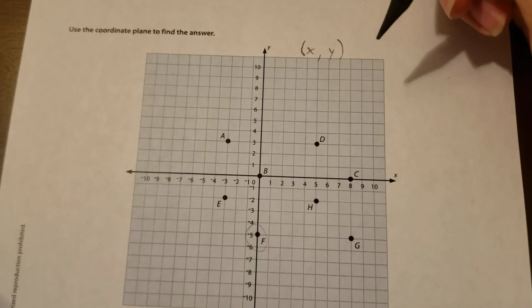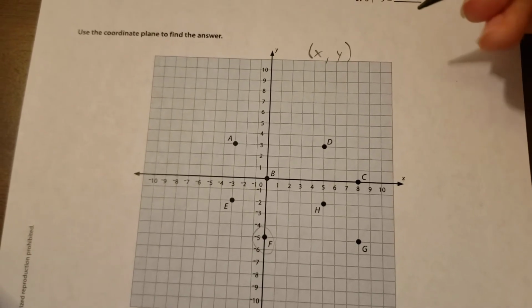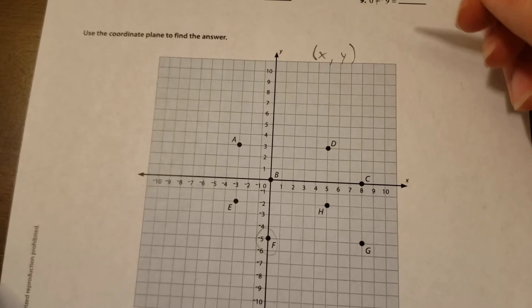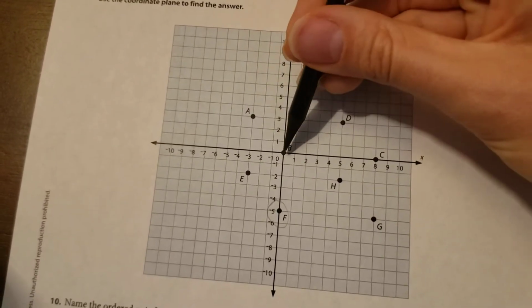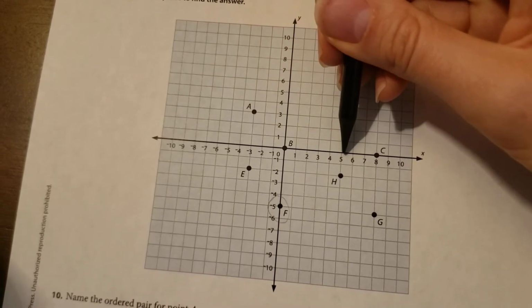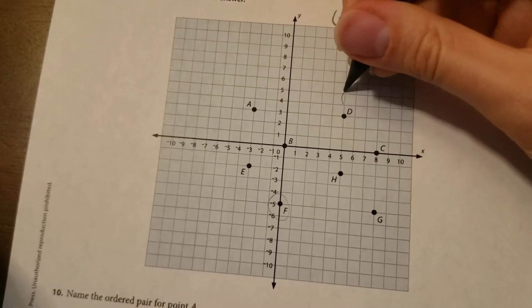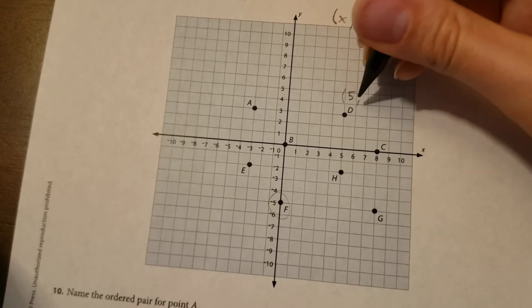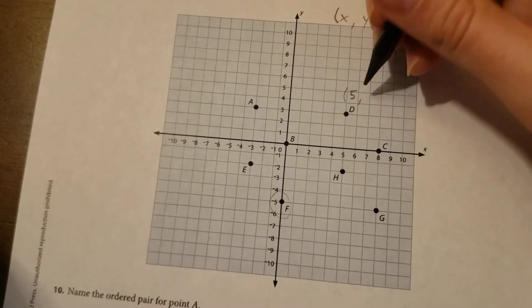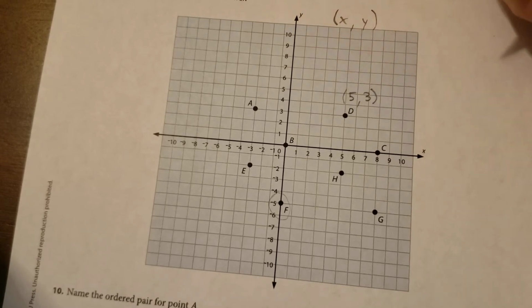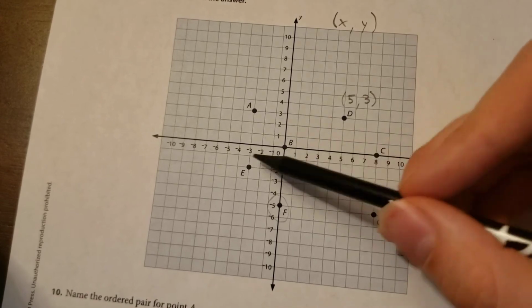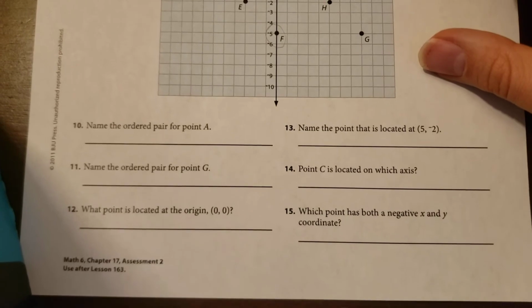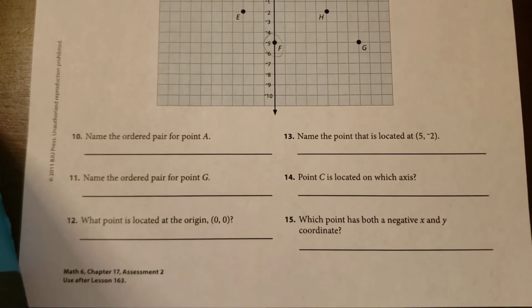So, point, let's see, point D, for example. In order to measure point D, we go 1, 2, 3, 4, 5. This is at 5, comma, vertically it's at 3. 5, comma, 3. Now, you don't need to go through and do that for each of these points. That was just an example to show us what some of these are asking for. Okay?